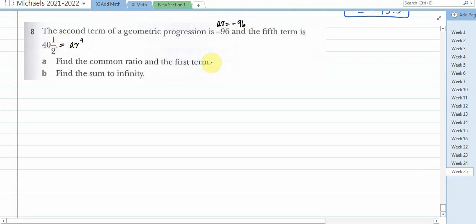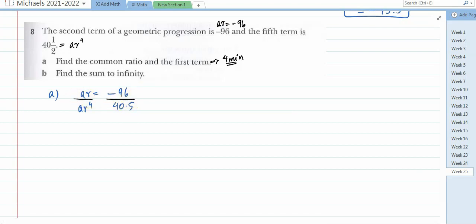We have attempted such questions previously, in which we need to divide the two equations. So first you need to give it a try by yourself. I have these two equations. You need to simplify these two, and you have a time of 4 minutes to complete this part. So start. Alright, the first equation is ar equals minus 96, and the second equation is ar to the power 4 equals 40.5, right? We need to divide these two equations.